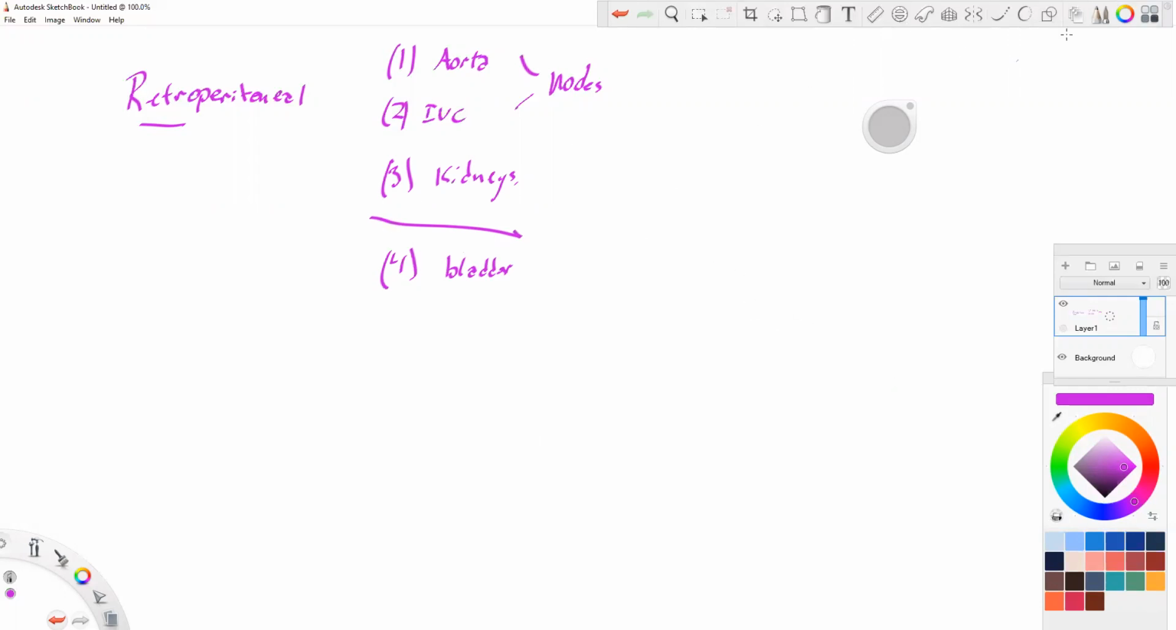So let's add my, oh great, I really need my other screen. I don't know how to work this without two screens.